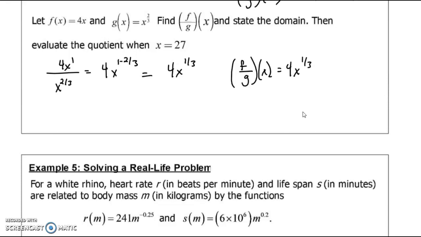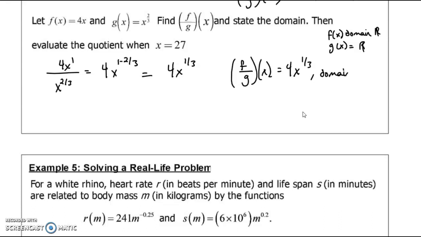Okay, now let's talk about the domain because I still think that's the most difficult part. So the domain of f of x, which is just 4x, so think about that. That's just a line. The domain is all real numbers, so no restrictions there. Now g of x, and the domain, because it is a cube root, is all real numbers, so no restrictions there. But remember that g of x cannot equal 0 because we're going to be dividing by it. So basically we have all real numbers except x equals 0.